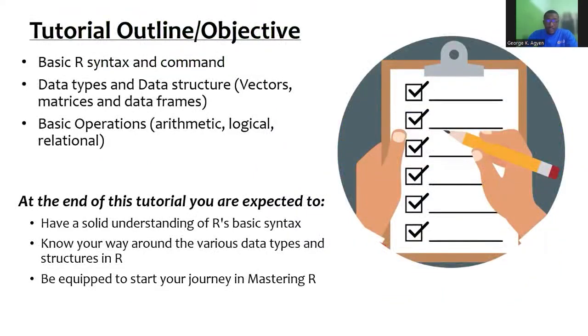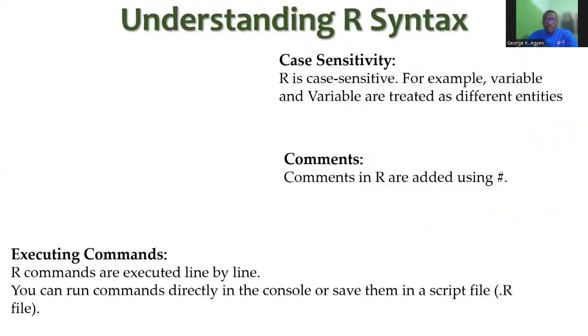So the outline is like this. We first look at the basic R syntax and commands, and then we look at the different data types and structures, and then the basic operations that you can perform in R. By the end of this tutorial, you should have a solid understanding of R's basic syntax, know your way around the various data types and data structures, and be equipped to start your journey in mastering R. So we will start by understanding the R syntax.